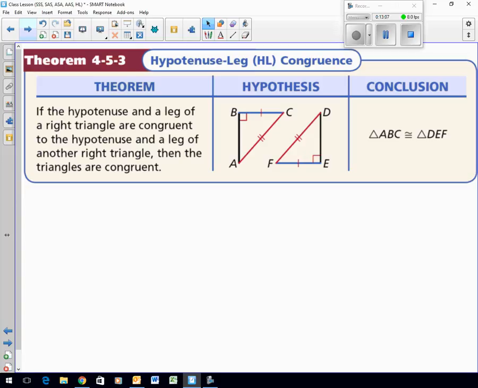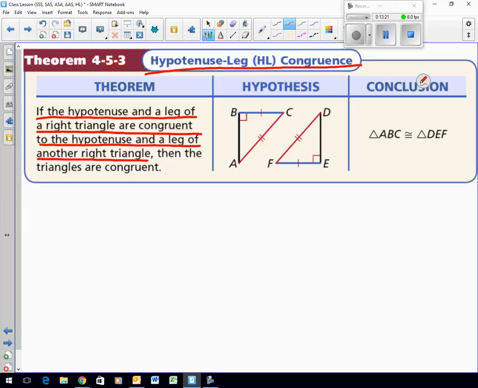And we get this. This is called hypotenuse leg. If the hypotenuse and a leg of a right triangle are congruent to the hypotenuse and a leg of another right triangle, then my triangles are congruent.